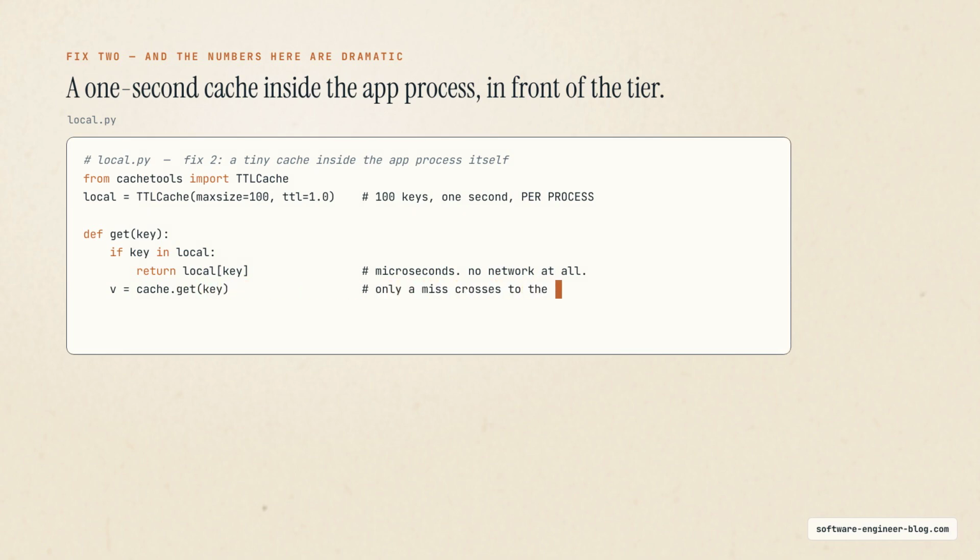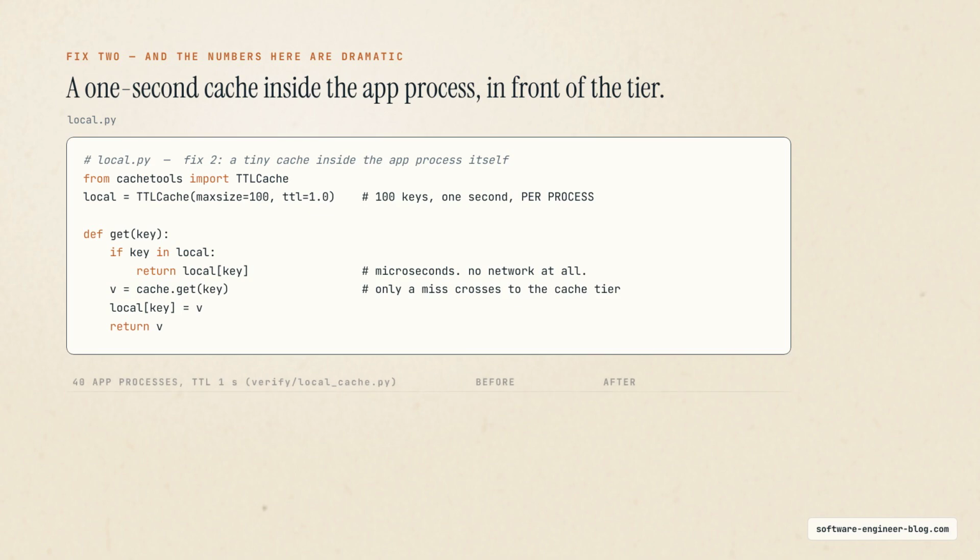The effect is enormous. Just over 90% of all reads now never leave the application process. Machine 3 drops from 96% to 1.2%. The tier sees 40 reads a second for that key, instead of 19,000.